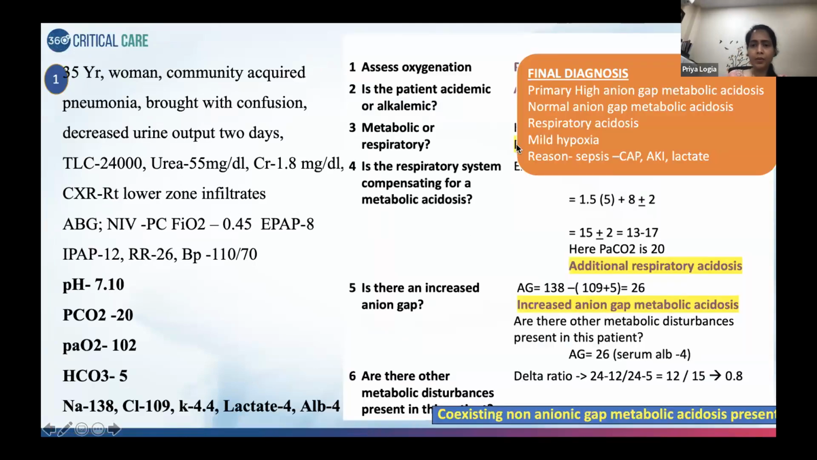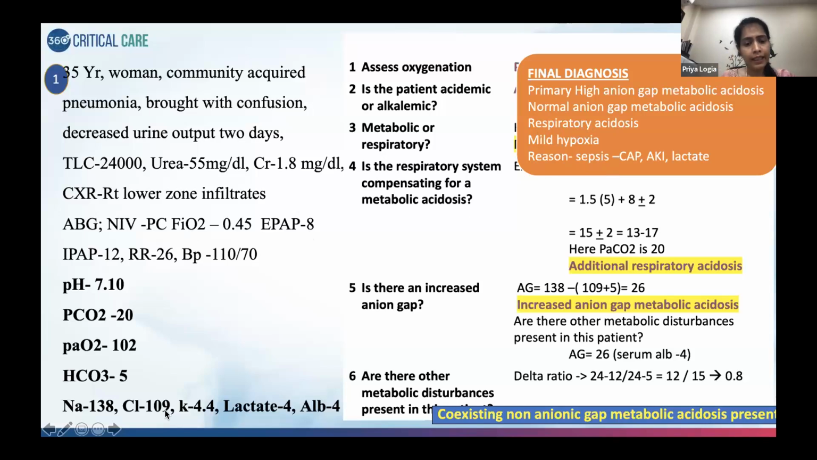So the final diagnosis is primary high anion gap metabolic acidosis, and there is a normal anion gap metabolic acidosis also, which is combined, and there is respiratory acidosis as well. So what is the reason for this? Next step, you should give the differential diagnosis also for this patient.